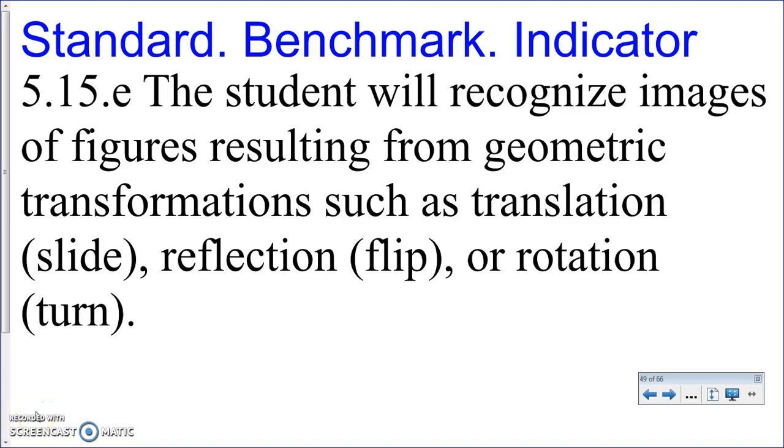Today we are looking at transformations of shapes. Please copy down the standard benchmark indicator on a clean page in your math notebook. The student will recognize images of figures resulting from geometric transformations such as translation, also known as a slide, reflection, also known as a flip, or rotation, also known as a turn.